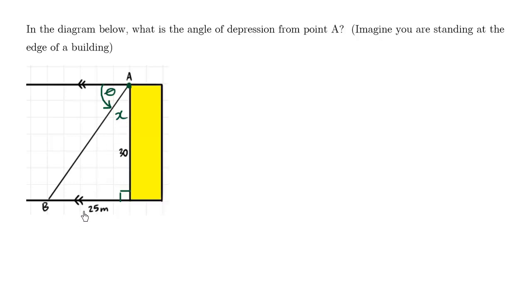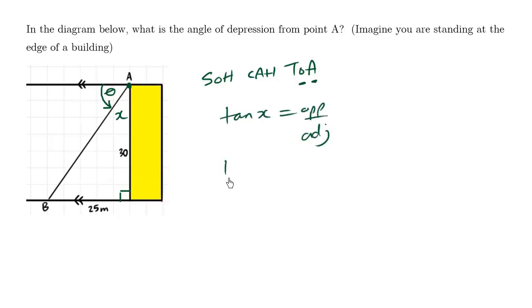We have the opposite and the adjacent. So I'm just going to write down my little mnemonic here. SOH CAH TOA. So with our fingers here, we have the opposite and adjacent. That's O and A. So we're going to use tan. Tan x is equal to the opposite over the adjacent. So tan x is equal to the opposite, which is 25, over the adjacent, which is 30.